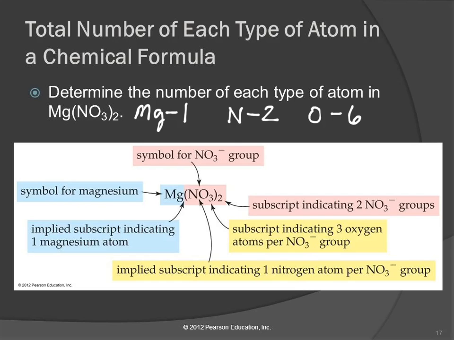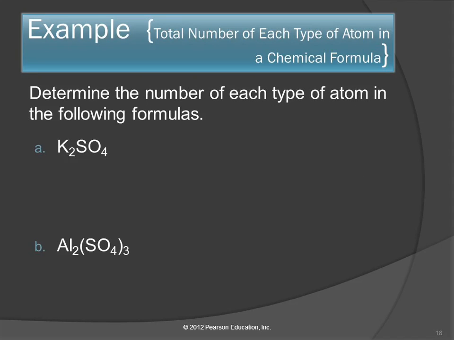Another way to think of it is like the distributive property in math. If you have 2 times the quantity A plus B, we say that the 2 distributes, and you've got 2 of the A's and 2 of the B's. So with parentheses with the 2 on the outside, the 2 multiplies everything on the inside. Any questions? So let's do a couple more examples.